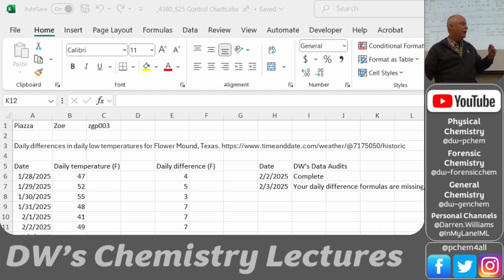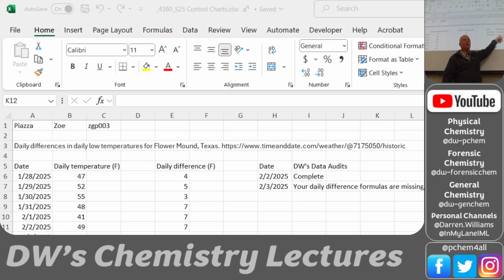Okay, here's the data audit thing. That's my little piece right here. And not every time is it an audit like this one. I came back in to find one to do a cut and paste, and then I noticed the formulas weren't right. So I put in here just yesterday, your daily difference formulas are missing, and there's some issues with that. So go in and check on it. If you see my little comments pop up here, take action.